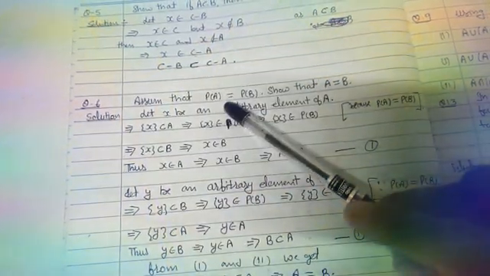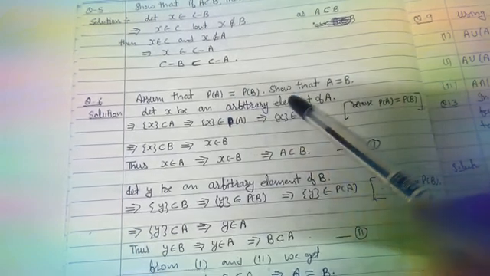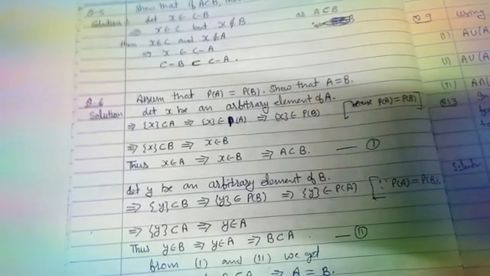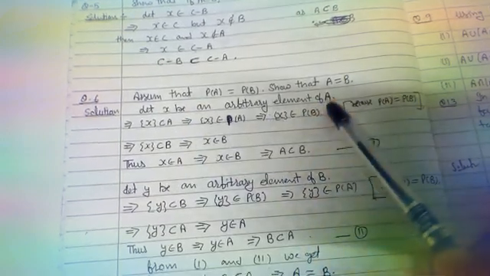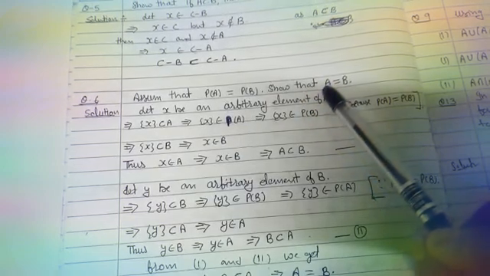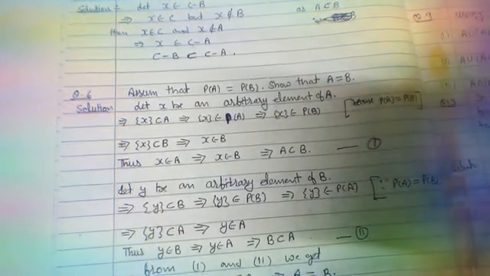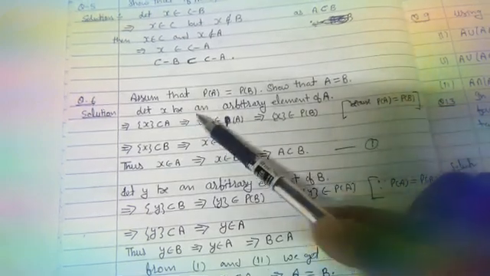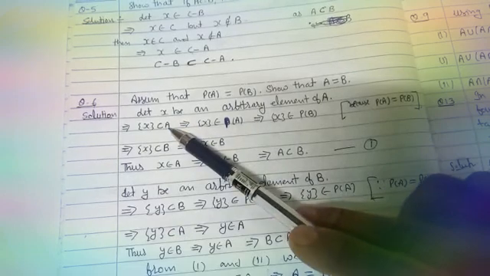assume that the power set of A is equal to the power set of B. That means it is given, and we have to show that A is equal to B. Let X be an arbitrary element of A. Means X is an element of the set A. So if X is an element of A, it means X is a subset of A. Why are we writing it? Because every element is a subset of a set, so that's why X is a subset of A.